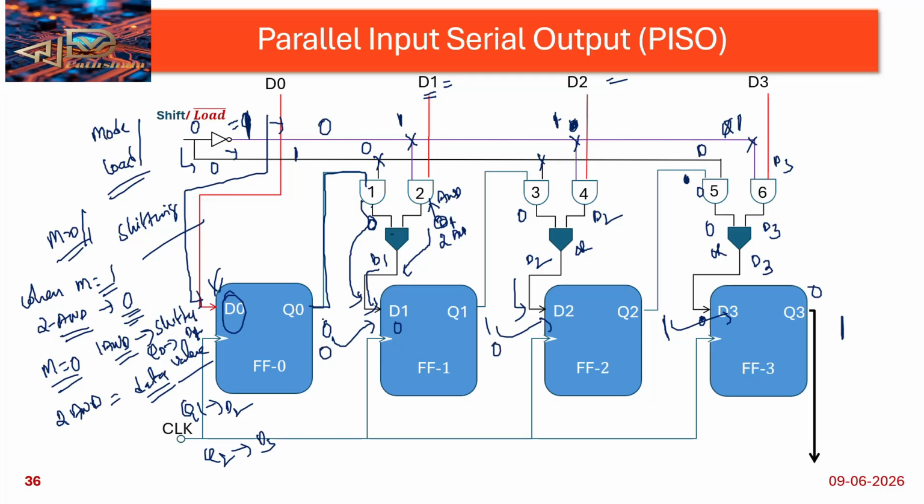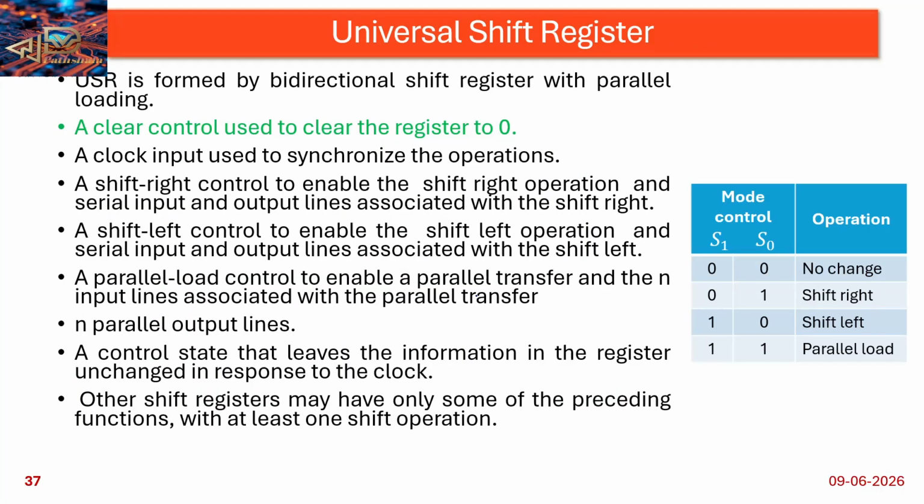Okay, after that again shifting. One clock cycle is required for loading, and then for shifting, four clock cycles are required here. Okay, that is parallel in serial out. See, that is the operation. Whenever signal is 0, loading operation is done. Whenever signal is 1, shifting operation is done.